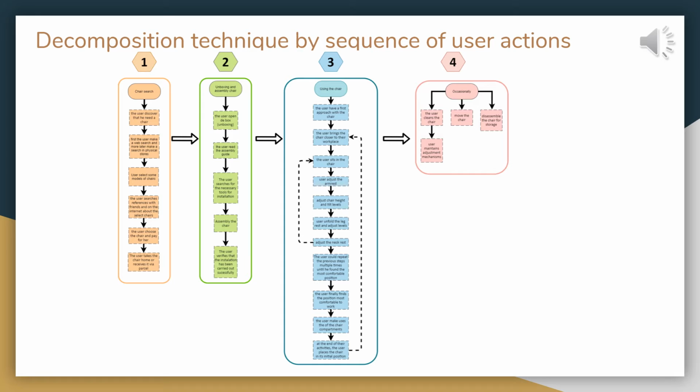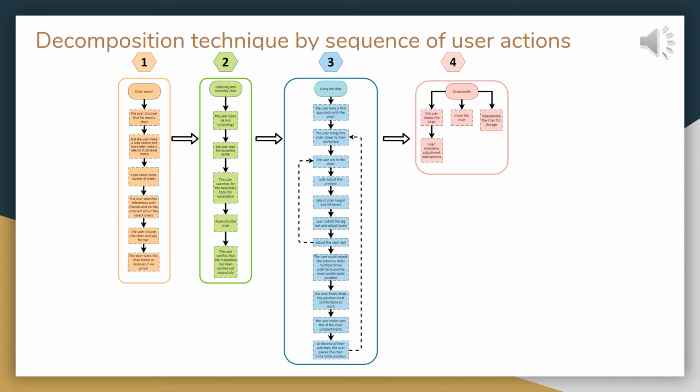Step 3 consists of using the chair. The user has a first approach with the chair. Then the user brings the chair close to their workplace and sits in it. Also, they adjust the armrest and the height. And finally, they adjust the neck rest and make enough adjustments to be comfortable.